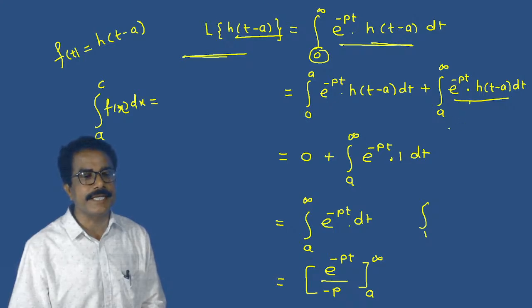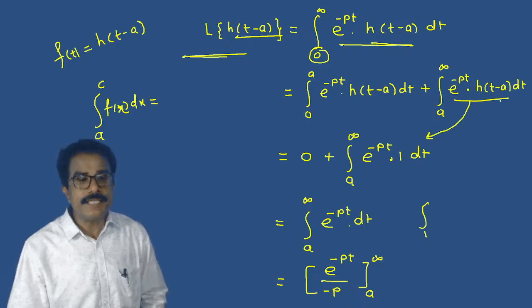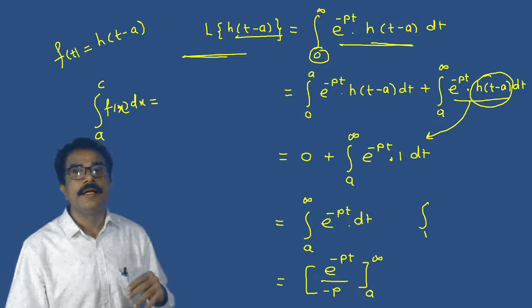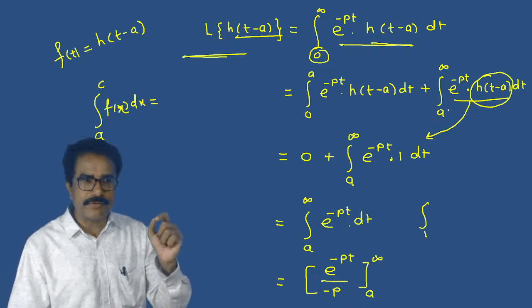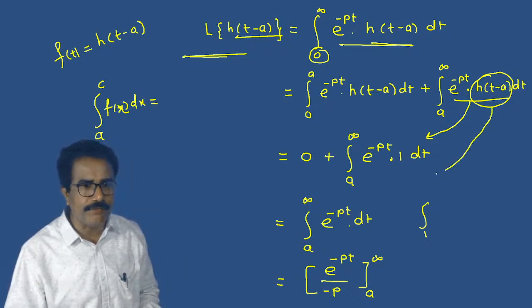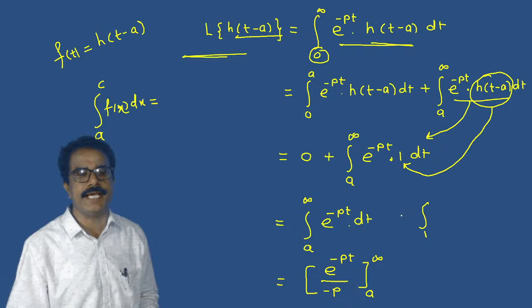Keep this second integral as it is. But in the second integral, see here, if t is greater than or equal to a, then we can put the value as 1. So replace this h into t minus a with 1.